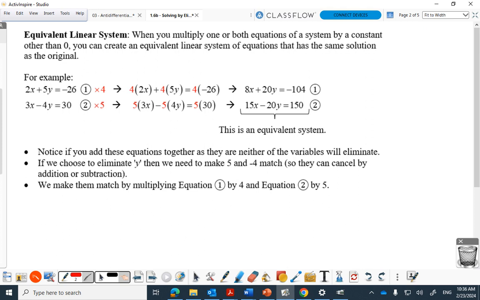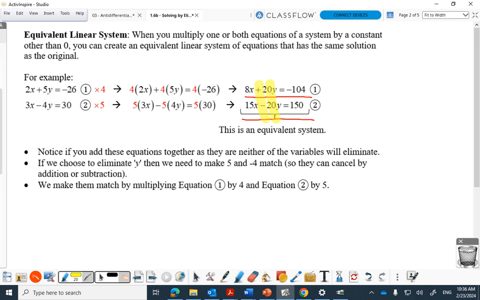They multiplied the first equation by 4 and they got 8x plus 20y equals negative 104. And they multiplied the second one by 5 and they got 15x minus 20y equals 150. Do you agree that they used a potentially good choice? Does this now match up? Yeah, it matches up. 20 and negative 20 right there. That all matches up. But here, how did they decide? What did they do to choose the 4 and the 5?